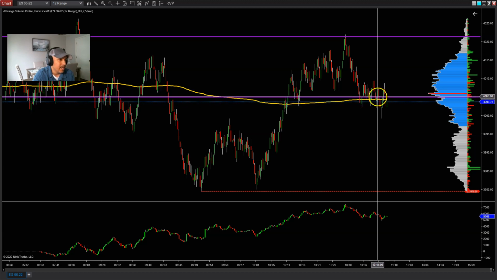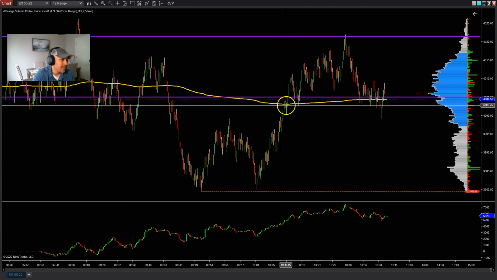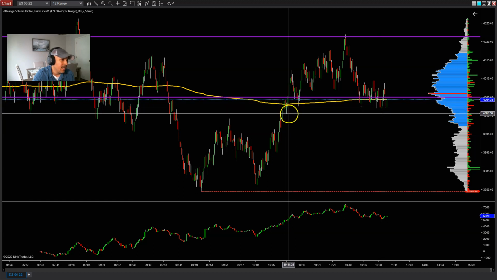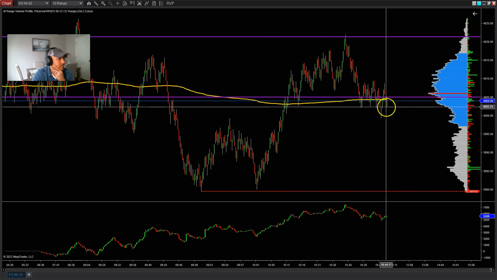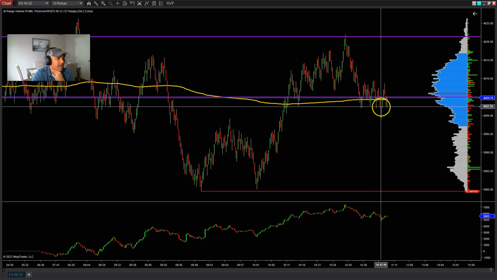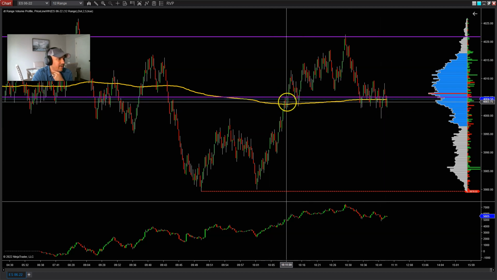You could have went long here. Price came back down again. I don't want to see price break below this area right here. It kind of wicked out below it, but it didn't close below it. So with it not doing that, and staying back above, I still need to see it come back above 4,005. This is the little area of demand sitting right here.